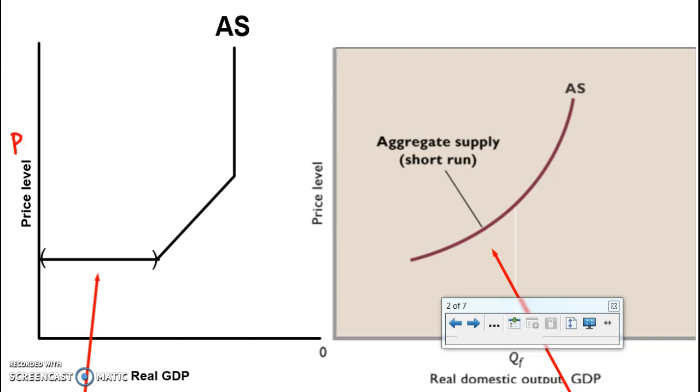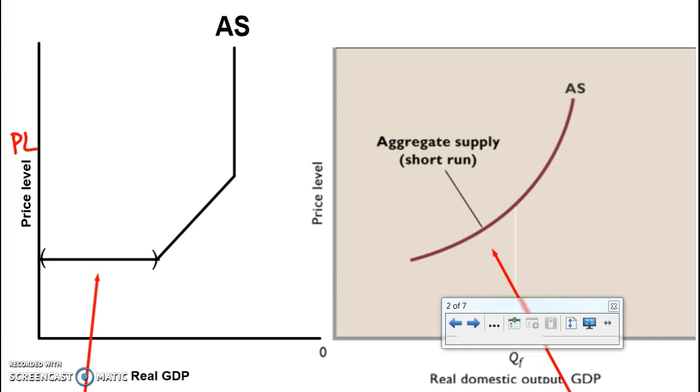We've got price level on the y-axis, and we've got real GDP on the x-axis. Both of these depictions, or models, show in general that as price level goes up, output goes up. There's a direct relationship. The aggregate supply curve represents the sum of all of the supply curves for all the different producers. So it makes sense if you think about it. If everybody's producing more as prices go up, then aggregate supply will increase as prices go up.